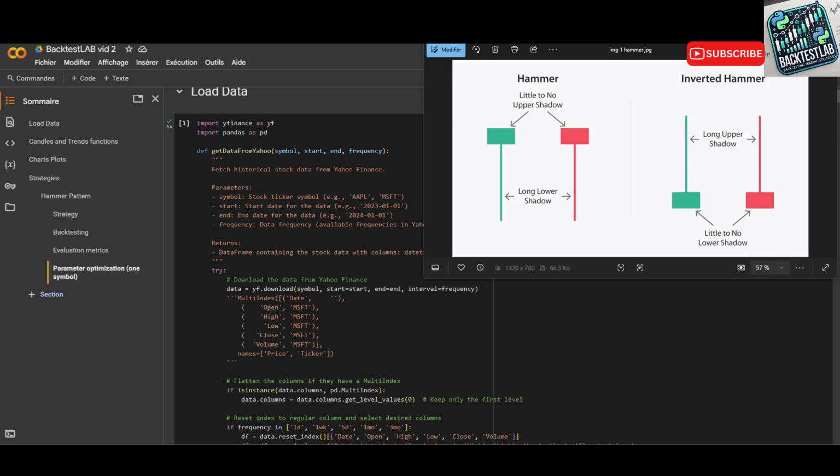In this video we are going to backtest the hammer pattern using algorithmic trading. So we are going to use Python to see if this pattern works or not.